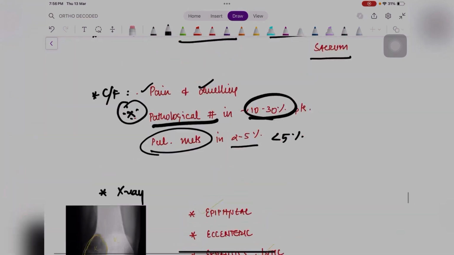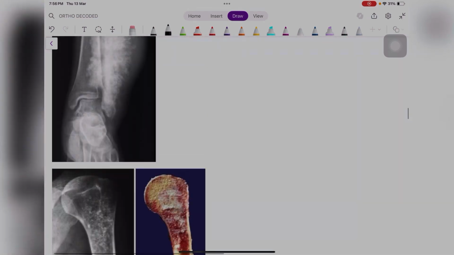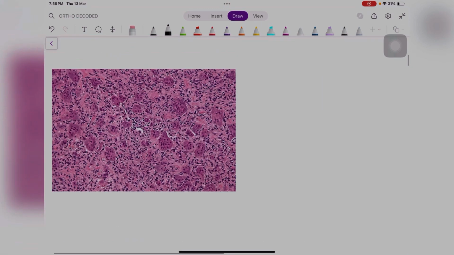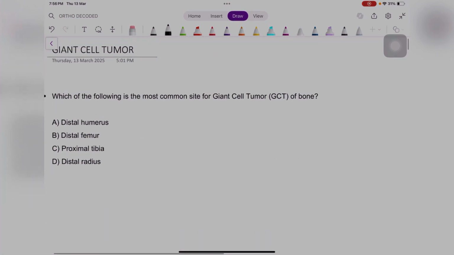Now, can we solve a few questions on this tumor topic so that you can get a deep understanding of what and how to apply this tumor topic? So the first question we are going to attend is, which of the following is the most common site for giant cell tumor? My suggestion is that you read the question once again to understand what the examiner is expecting from you. Here it is a very simple and straightforward question. Here they have asked you what is the most common site. That is the first thing you should highlight.